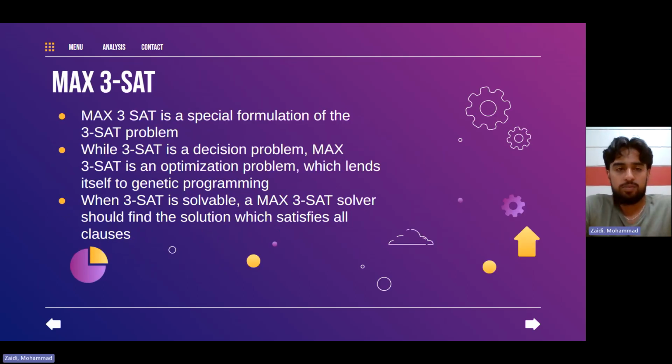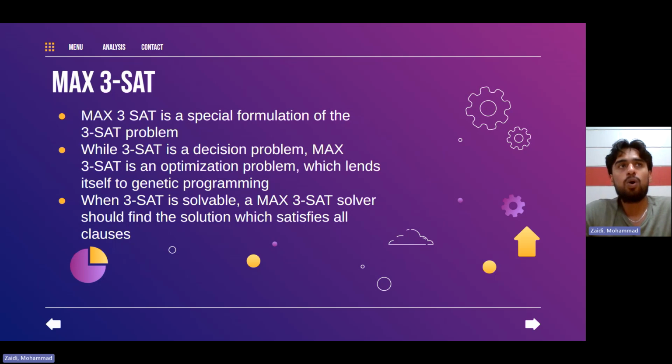So max 3 SAT, or max 3 satisfiability, is a special formulation of the 3 satisfiability problem. While 3SAT is a decision problem, where we have these clauses and variables and want to say, is this satisfiable, max 3SAT is an optimization problem where we say, okay, is it satisfiable? Yes, but how many clauses are satisfiable?